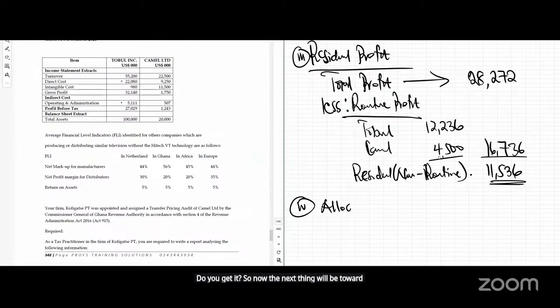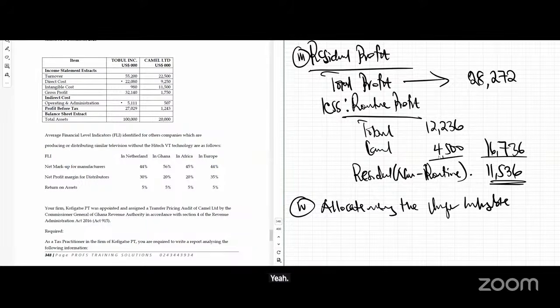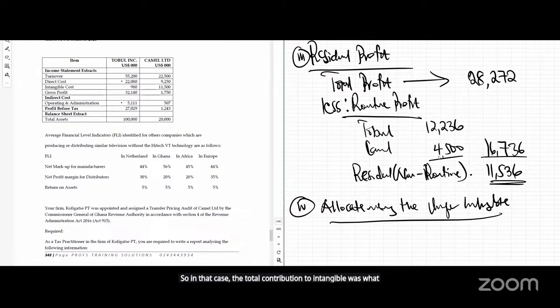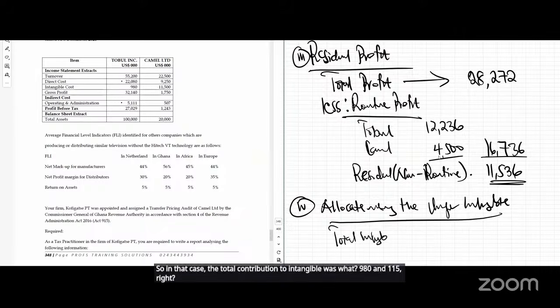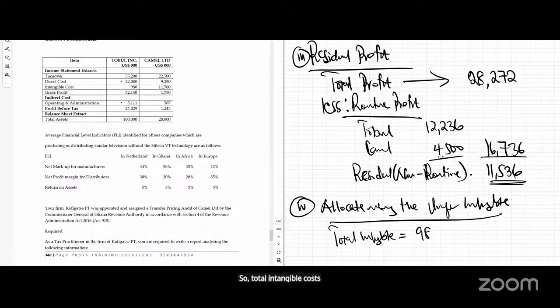So now the next thing will be to allocate, right? Using the unique intangible. So in that case, the total contribution to intangible was what? 980 and 11,500, right? So total intangible cost, that was 980 and 11,500. Can you see that? So that gives us 12,480.